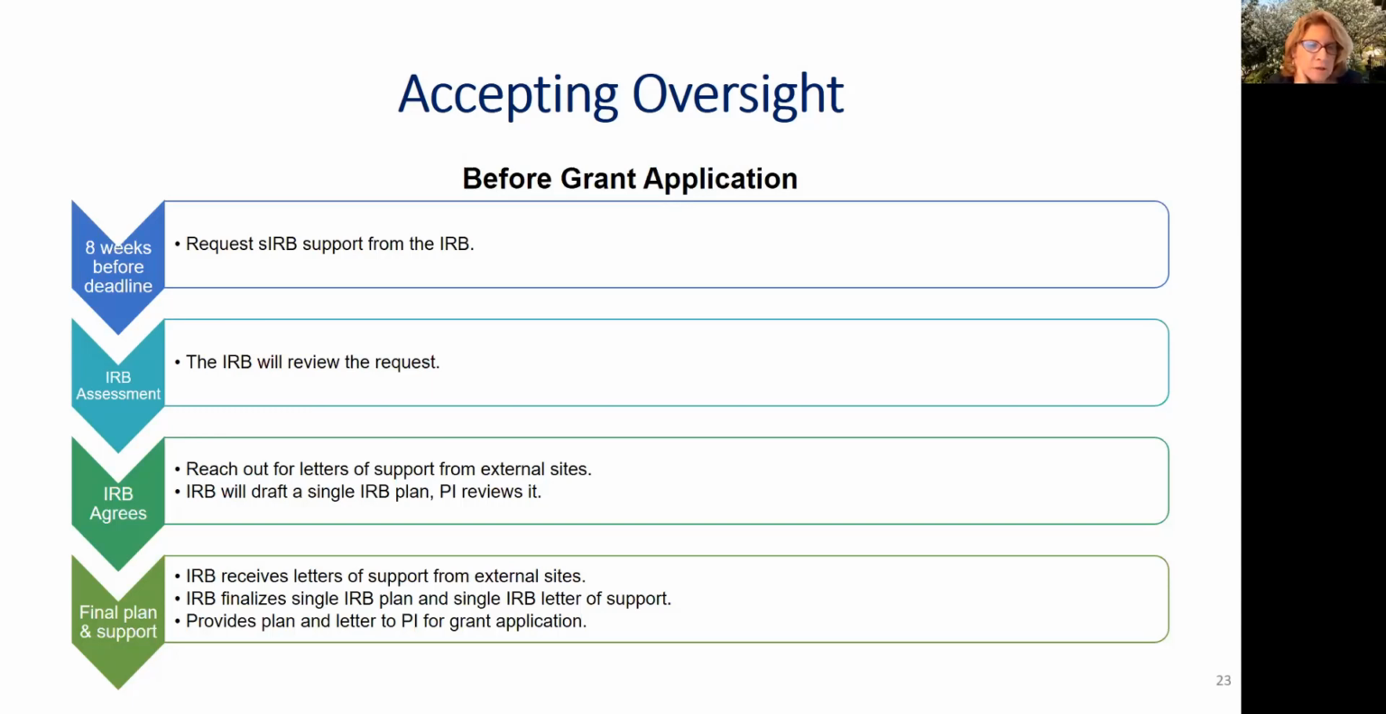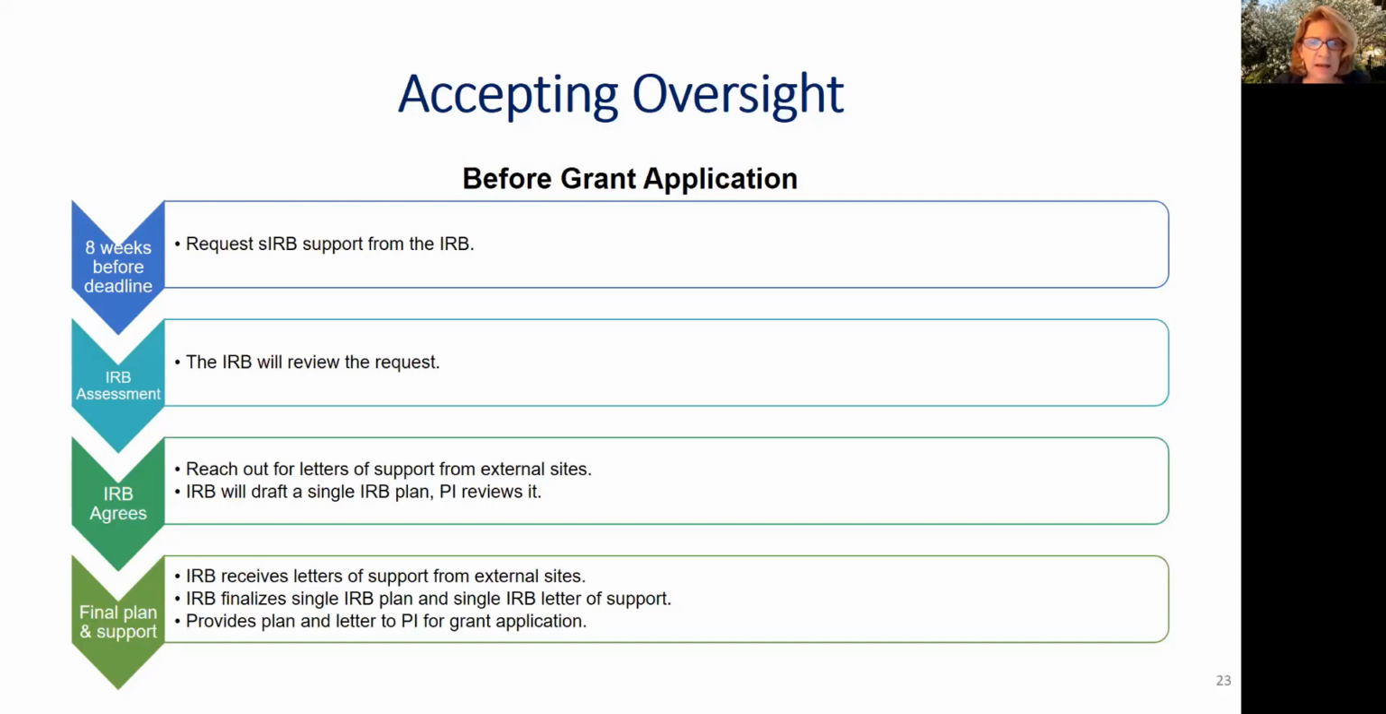NIH is no longer requiring that we draft a single IRB plan up front in this grant application process. They now require it only at notice of award, but other locations or other types of granting agencies may require that up front. And so what the single IRB plan is, it typically looks at communication efforts between the IRBs, how structurally and functionally, how's it going to work? What are our rules of operation going to look like?